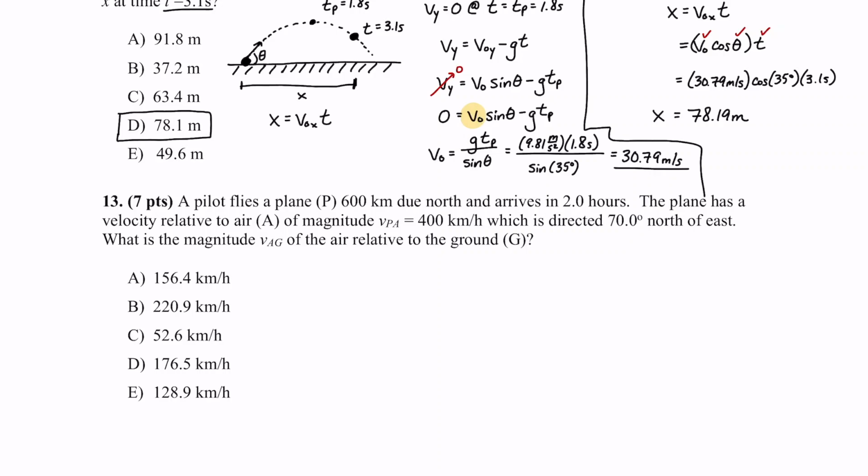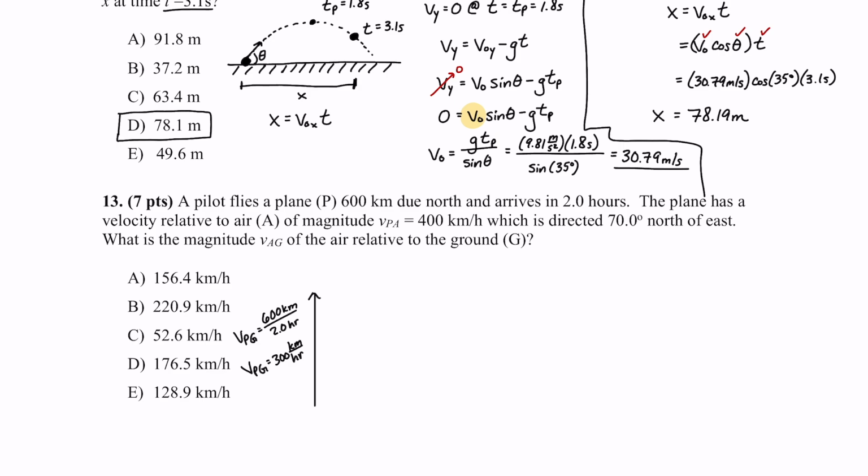Problem 13 is a relative velocity problem. We're told a pilot flies a plane 600 kilometers due north and arrives in 2 hours. We can figure out the speed by simply dividing the distance by the time it took the pilot. We'll call this the velocity of the pilot with respect to ground, and that's equal to 600 kilometers in 2 hours, or more simply, 300 kilometers per hour.